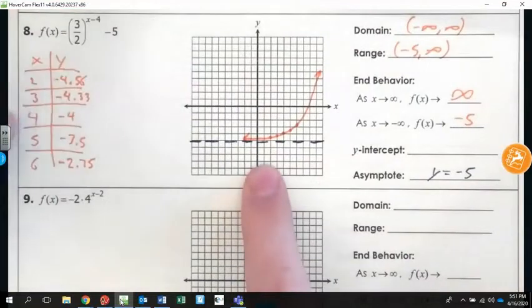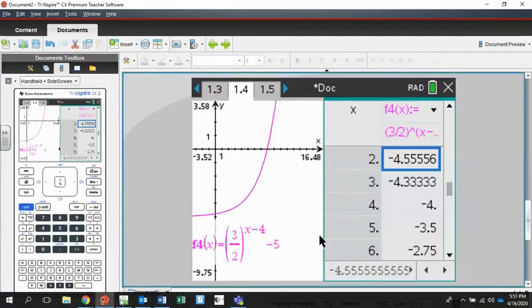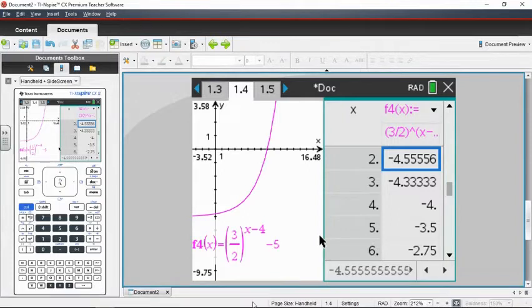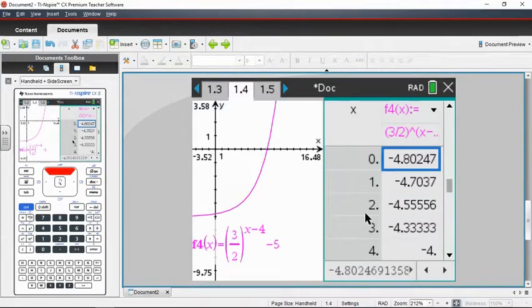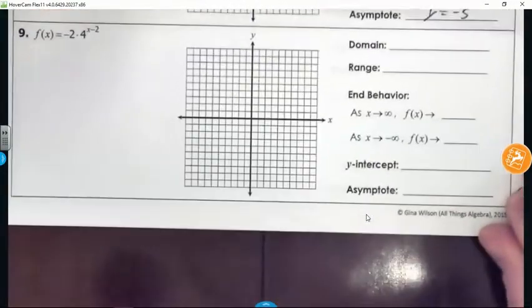The y-intercept is not shown in my table here, so I go back to my graph. I select this graph right here, or I can just arrow up to 0, negative 4.8. That takes care of question 8. We go to question 9.